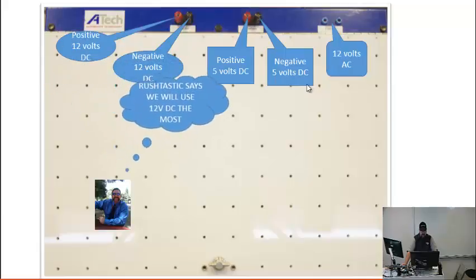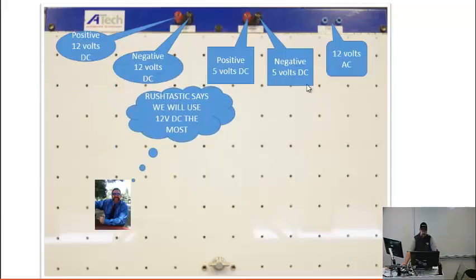All right. Rushtastic says we will use the 12 volt DC the most. So this top one up here, if you're following my arrow on the screen, that's the one we're going to use the most in lab. But they're going to throw you for a loop every once in a while, and they're going to use this 5 volt or this 12 volt AC. So you do have to look at your examples, and I'll show you what that's all about here in a second.